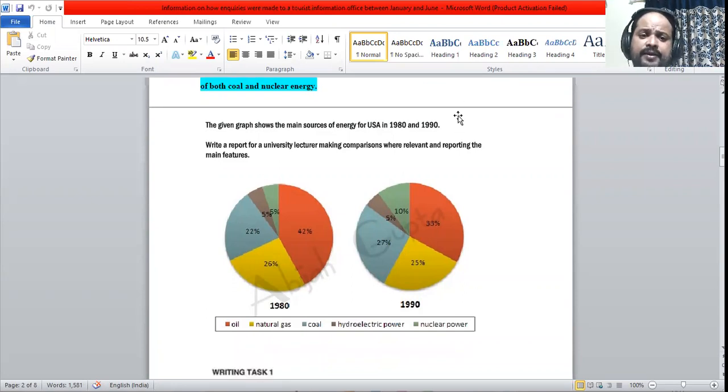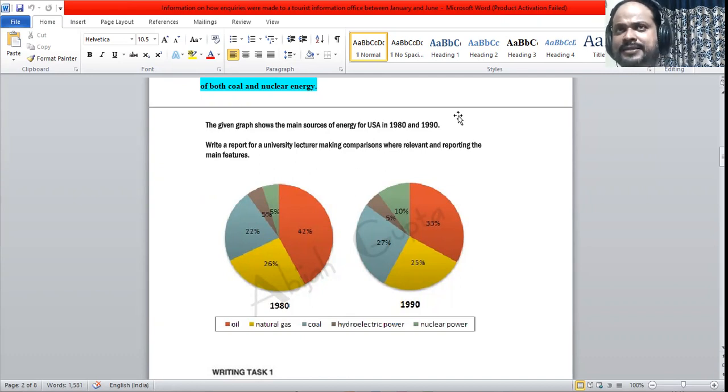Hi everyone, today we are going to see a pie chart. There are two pie charts here. The pie charts show the consumption of energy in the USA in 1980 compared to 1990. So we have two things. In 1990, we have a different energy consumption data here. In 1980, it was a different energy consumption data here.